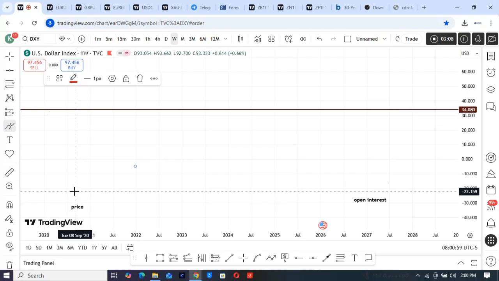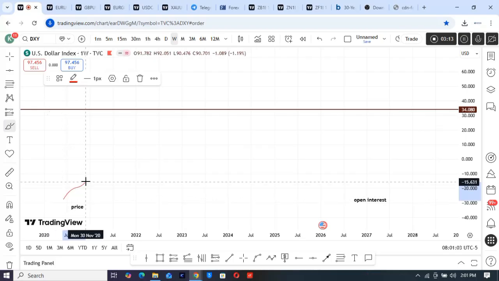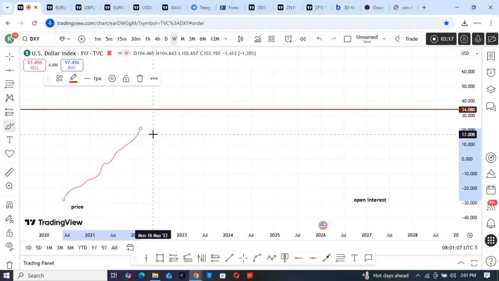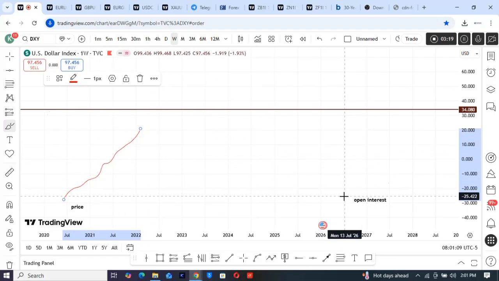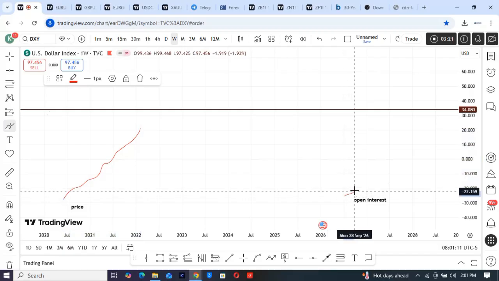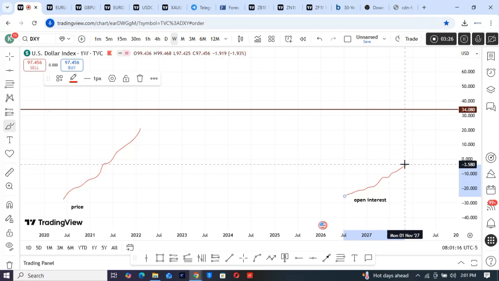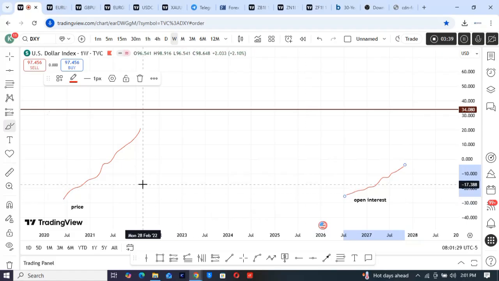Okay, so type 1. For instance, we see the market is buying, while we see the open interest also increasing progressively. Now, this is an indication of the underlying strength of the market. It indicates strength in the continuation of the bullish order flow.